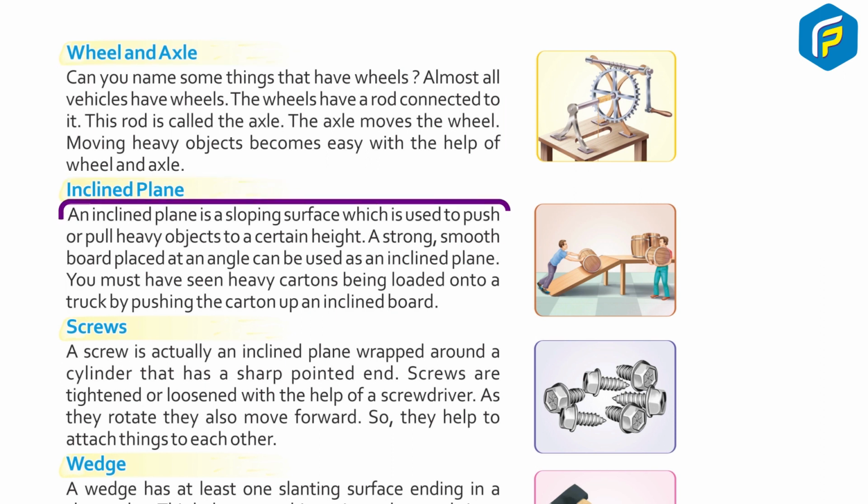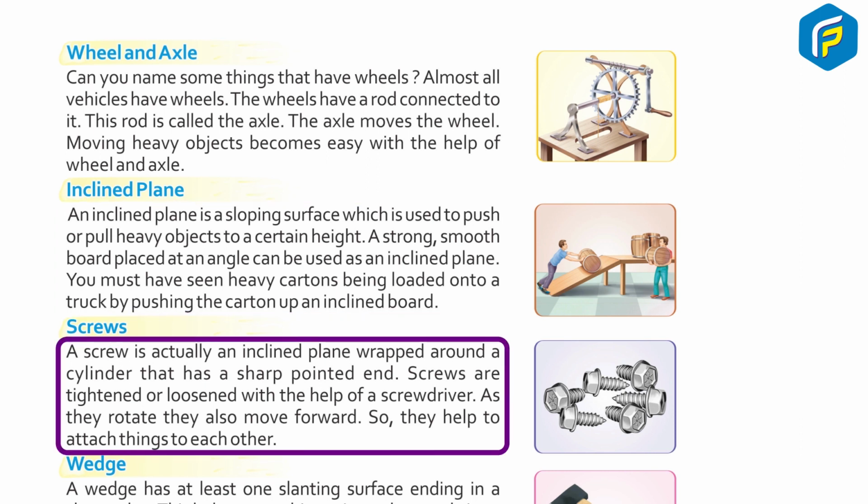Inclined plane. An inclined plane is a sloping surface which is used to push or pull heavy objects to a certain height. A strong, smooth board placed at an angle can be used as an inclined plane. You must have seen heavy cartons being loaded onto a truck by pushing the carton up an inclined board.